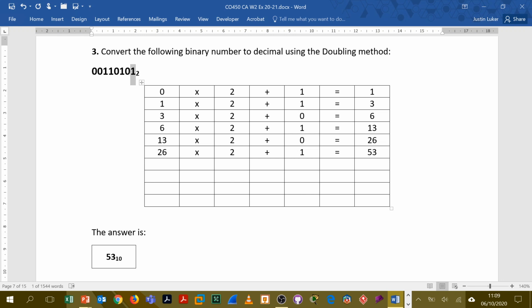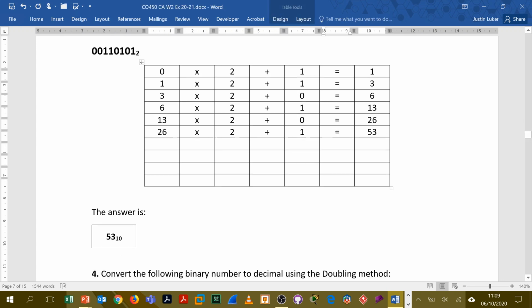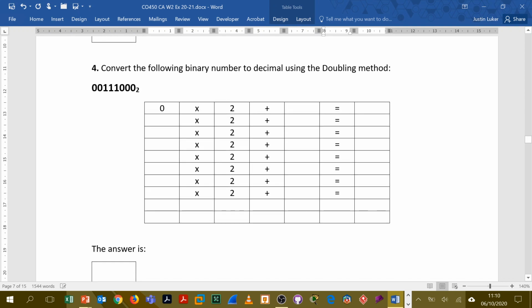So use positional notation to check, and if you've got a 1 bit in the least significant bit, you definitely should end up with an odd number. If you've got an even number, then something's awry. So let's do another one here.